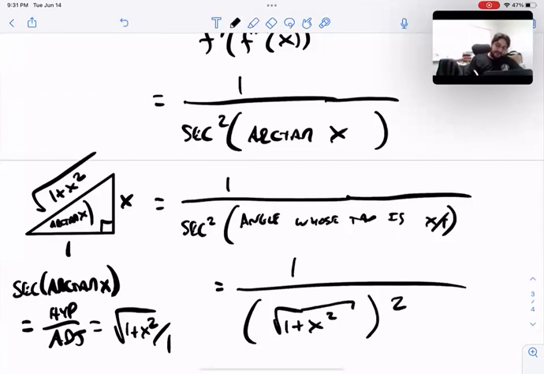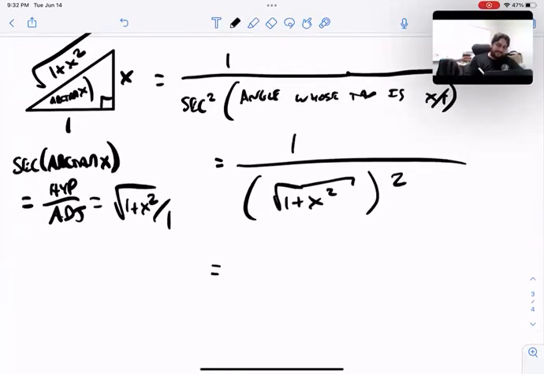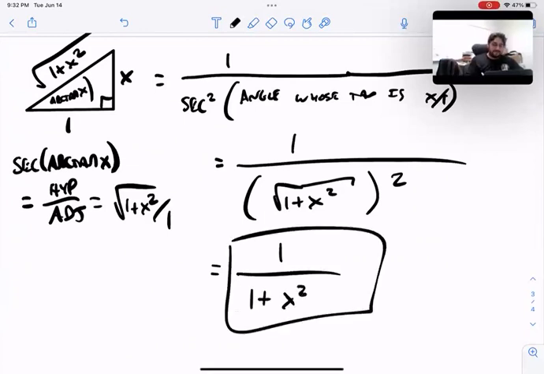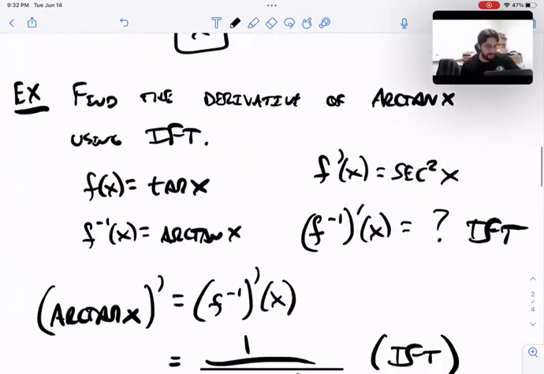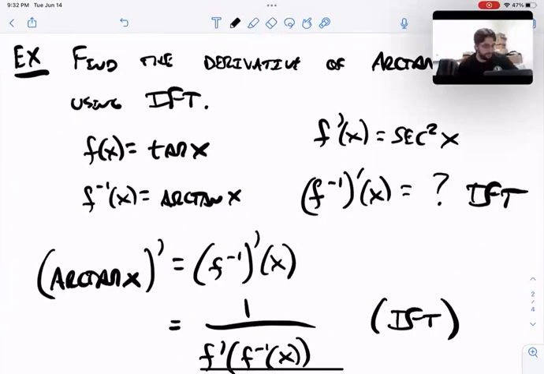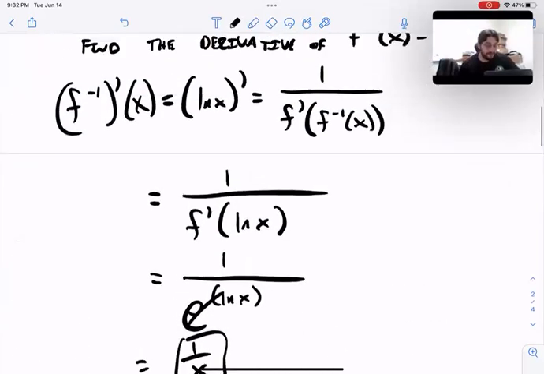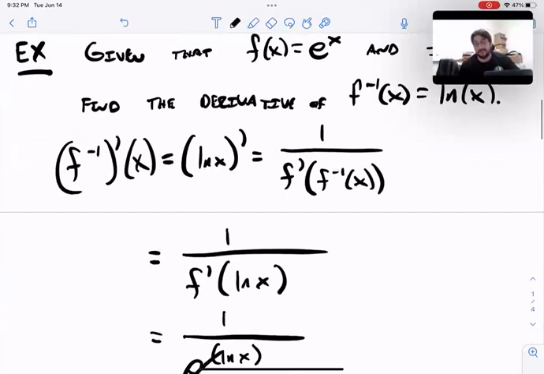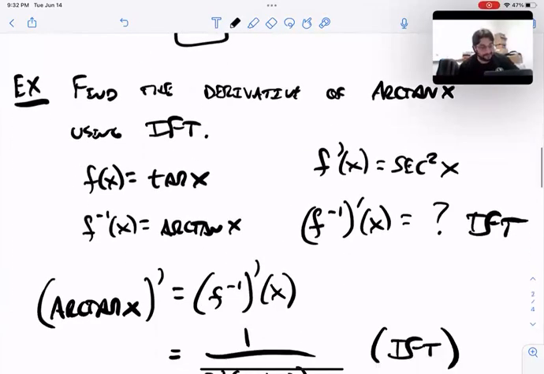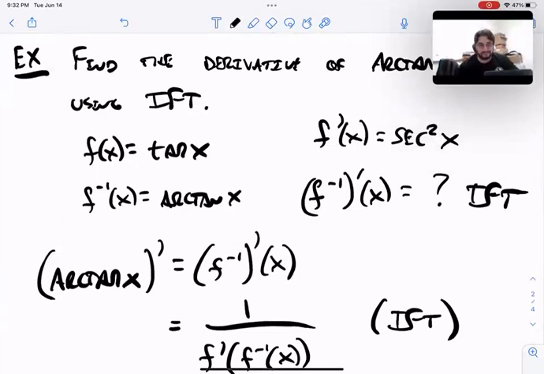But it wasn't just secant, it was secant squared, right? Therefore, the square root and the square cancel, and I get the derivative of arctangent, which is a surprisingly clean result, right? The derivative of arctangent is 1 over 1 plus x squared. So there's our derivative of arctangent, again using the inverse function theorem. So these are some famous functions whose derivatives we can calculate using the derivatives of their inverses, with the inverse function theorem: e to the x, an exponential function, tangent of x, a trig function, right?